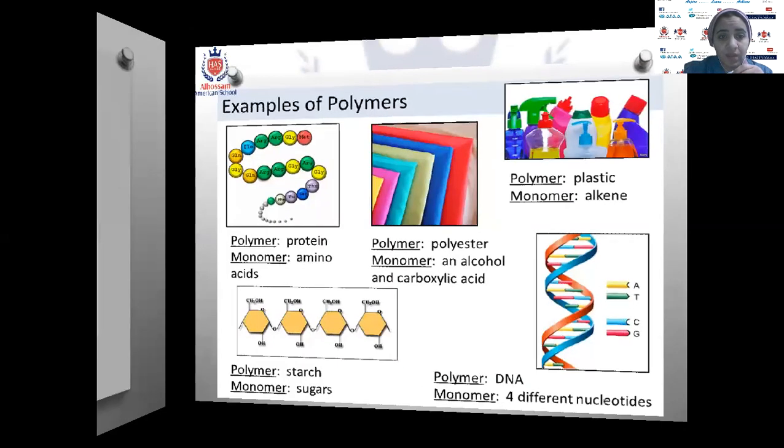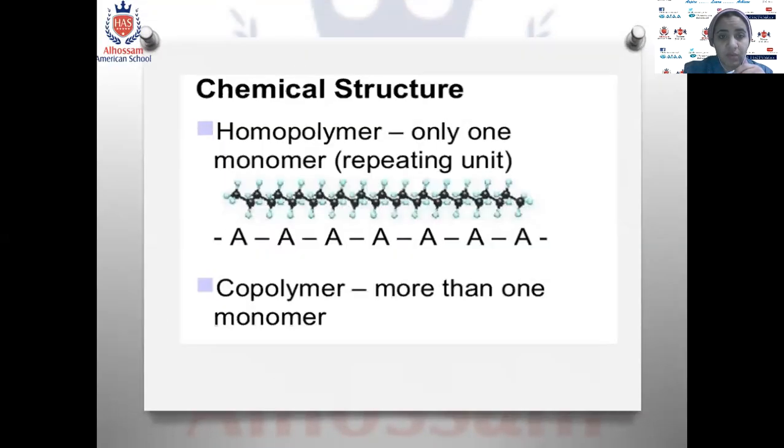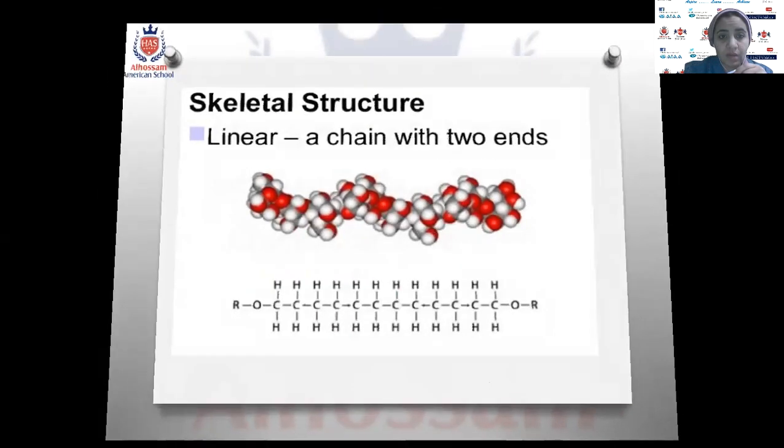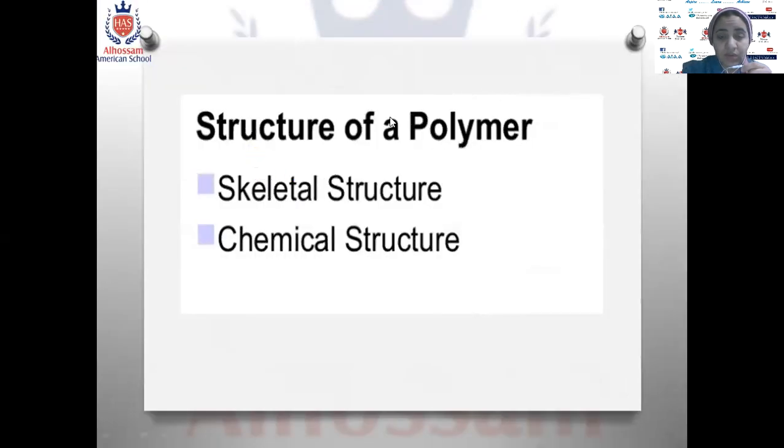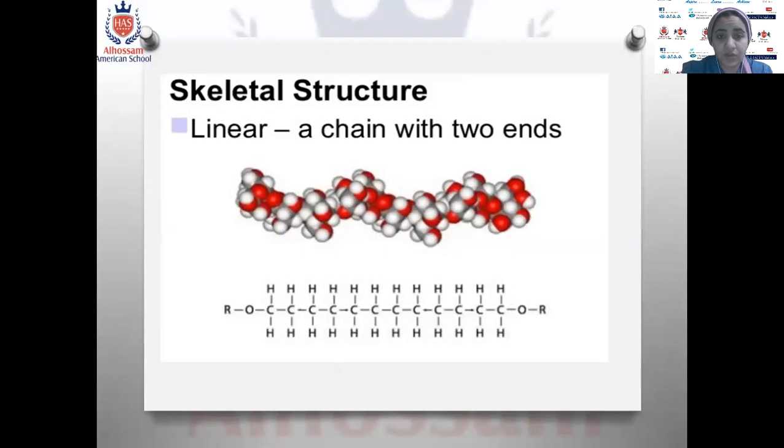Again, in the beginning we talked about the definition of polymers. We said polymers are very long molecules composed of repeating units. This repeating unit is called a monomer. We talked about the structure of polymers, the skeletal structure and the chemical structure. Skeleton: we said the linear structure is a repeated unit with two ends.